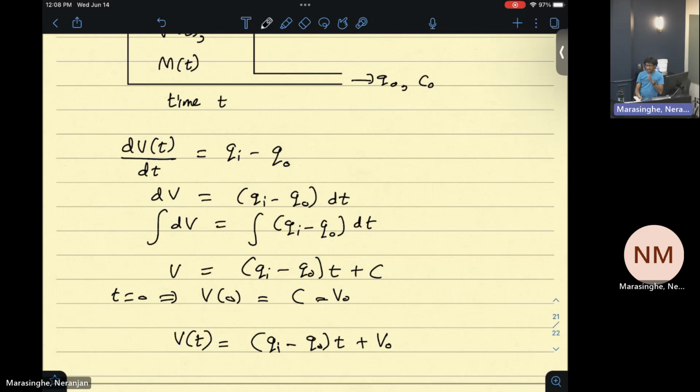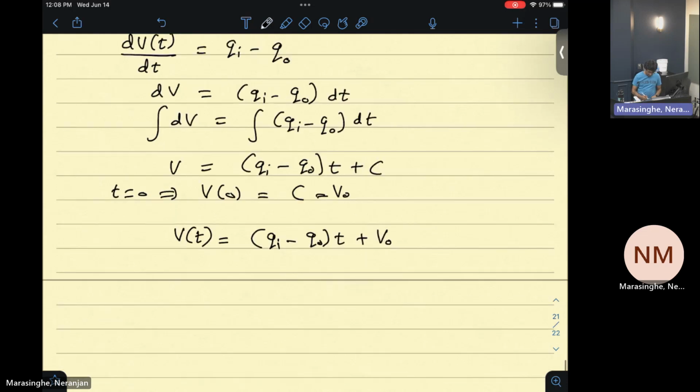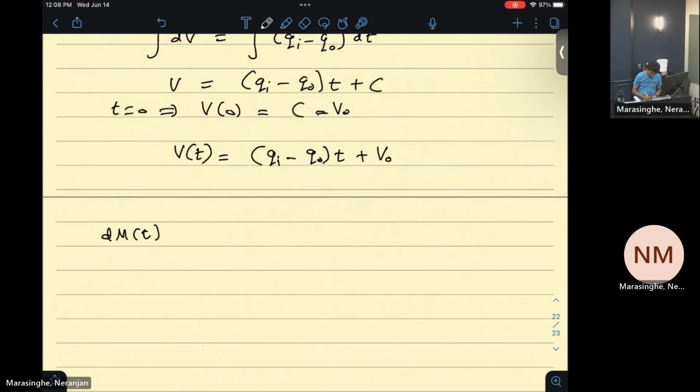Did you get that idea? I did the same thing using numbers in the lectures, but for the exam I gave you algebra. So after you find Vt, it's easy to find the expression for Mt. So what is the formula for dMt over dt? As we discussed in the class, the formula is going to be Qi Ci minus Q out C out. Ci is the concentration of the liquid that you are inputting to this tank, and C out is the concentration of the liquid that would output from this tank.